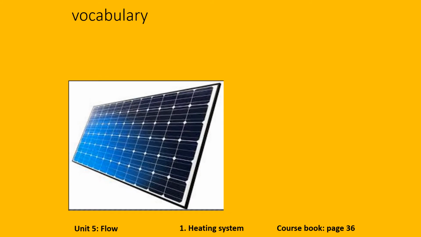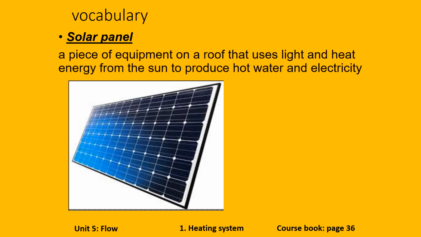Another word is this part. We saw this before. This device is called solar panel. It's a piece of equipment on a roof that uses light and heat energy from the sun to produce hot water and electricity, to make water hot or produce electricity. And in Arabic, it is called al-alwah al-shamsiyya.